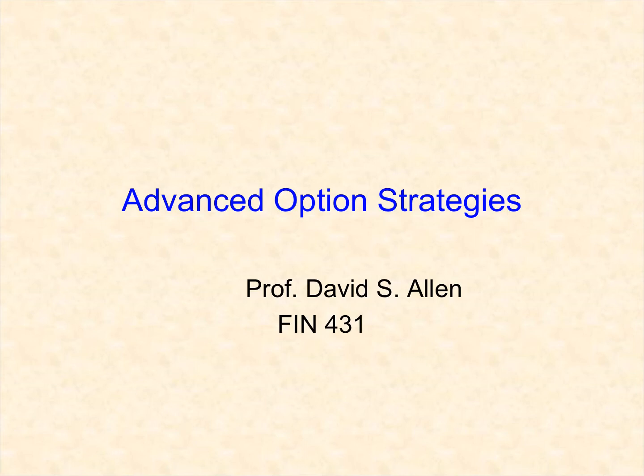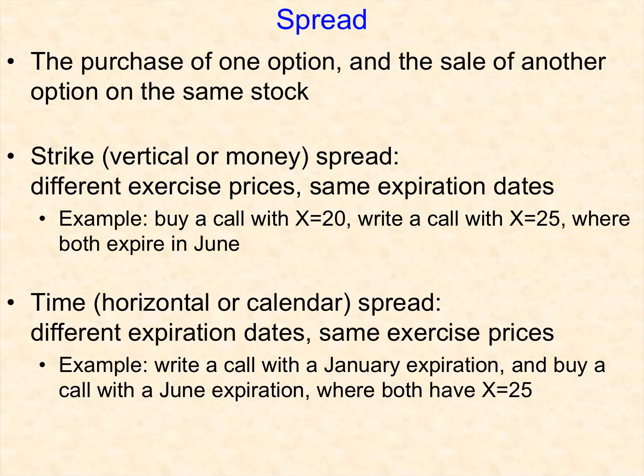In this section, we will examine several advanced option strategies. One type of advanced strategy is a spread. A spread involves the purchase of one option and the sale of another option, both on the same share of stock.